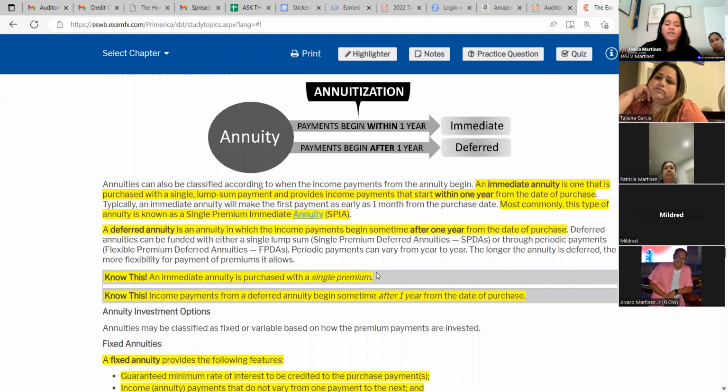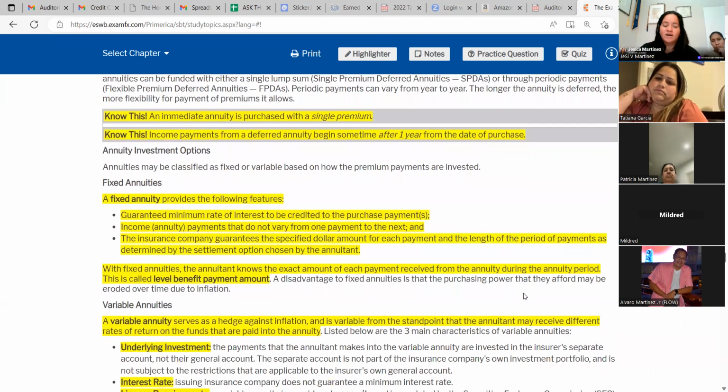Notice an immediate annuity is purchased with a single premium. Income payments from a deferred annuity begin sometime after 1 year from the date of purchase. So what I just said a little while ago. Then we have fixed annuities. So a fixed annuity provides the following features.